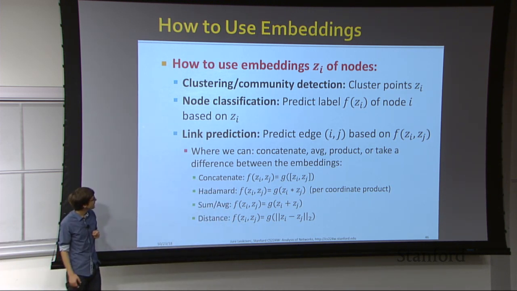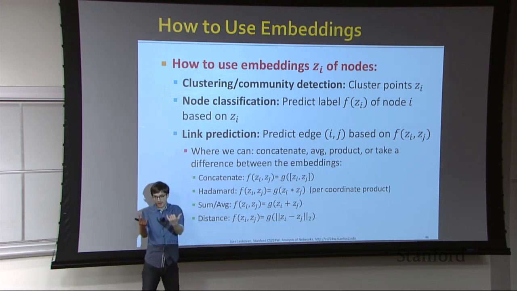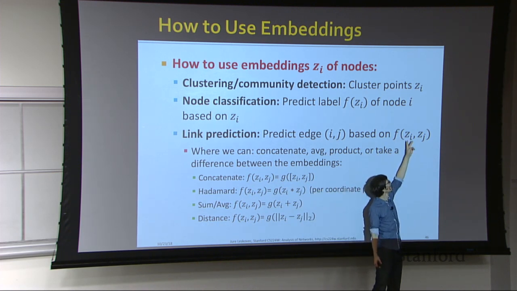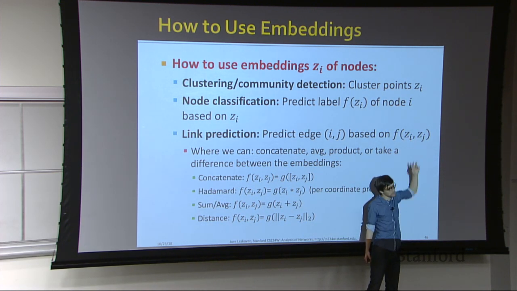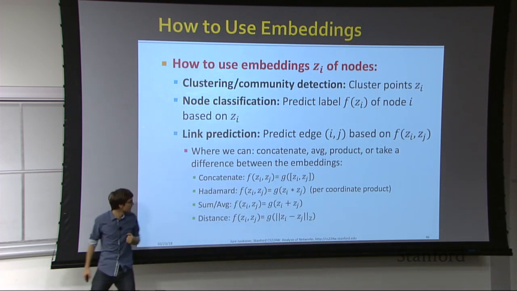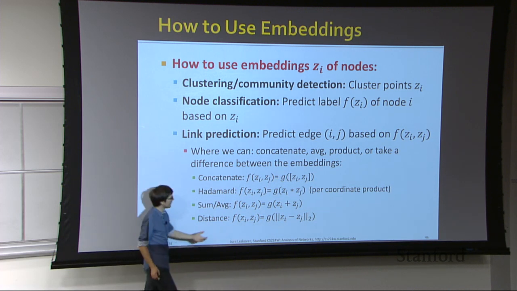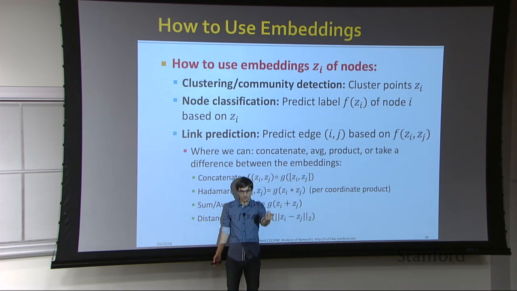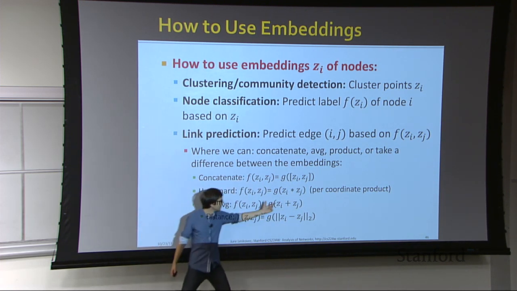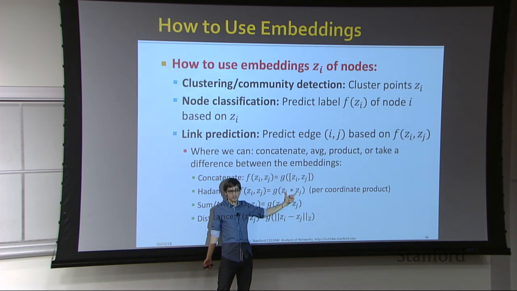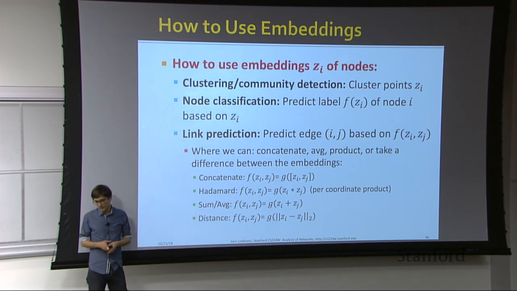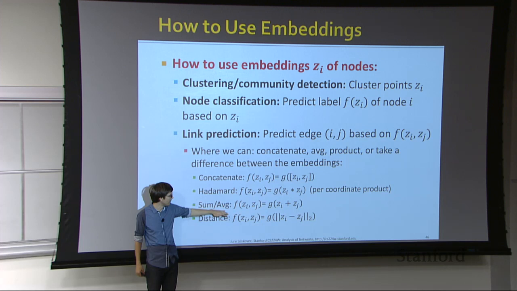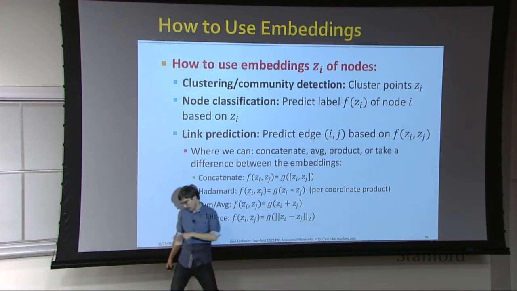And then, if you want to do link prediction, now you have to reason about pairs of nodes, right? I have a pair of nodes ij, which means I have a pair of coordinates, one for node I and another vector of coordinates for node j. And I can do different things. For example, I can concatenate the two vectors together and think of this as a feature vector for edge prediction. I can do an element-wise product. This is called the Hadamard way of combining different vectors.